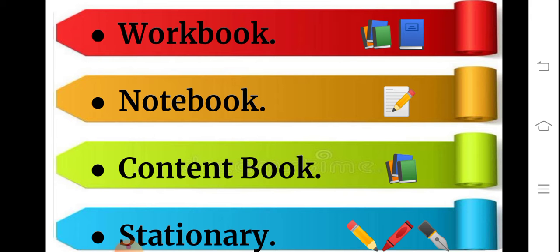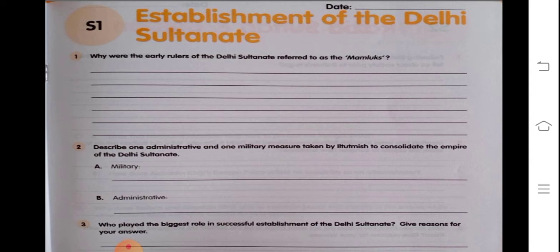So let's start. First, we will discuss workbook answers. Take out your workbook, open page 29 of the worksheet. Let's start S1. The first question is, why were the early rulers of the Delhi Sultanate referred to as the Mamluk? In Arabic, the term Mamluk means slave. The early rulers of the Delhi Sultanate were referred to as Mamluks because they were the slave military commanders of Muhammad of Ghor.